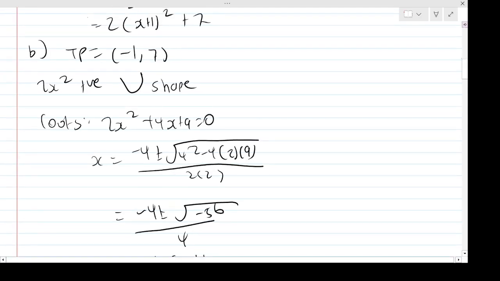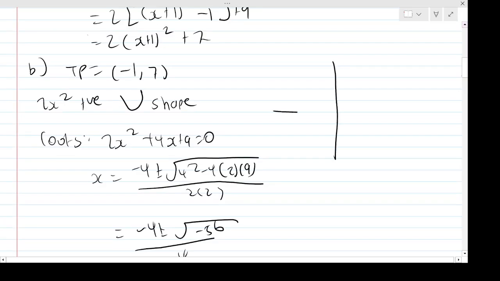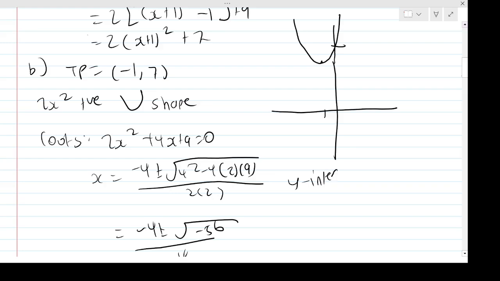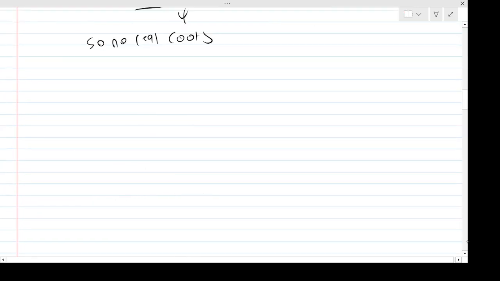So now I can draw my graph. It has a smiley shape with a turning point at minus 1, 7, so it's going to be up there somewhere. And so then my quadratic will look like this. And then it will pass the y-axis up here. The y-intercept is when x is 0. So if x is 0, then I'll just get 9. So my y-intercept is equal to 9 there. Okay, and then my turning point is at minus 1, 7. And that's my graph.